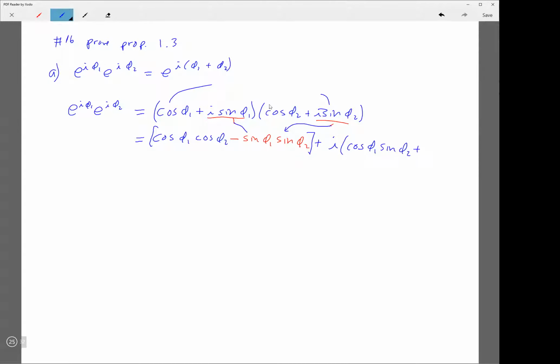And then the inside terms, this times this, is going to be cosine phi2 sine phi1. Now, I probably didn't write these in the optimal order. I probably should have, wait a minute, I did write the cosines first here. Okay, so that's the expansion of everything.